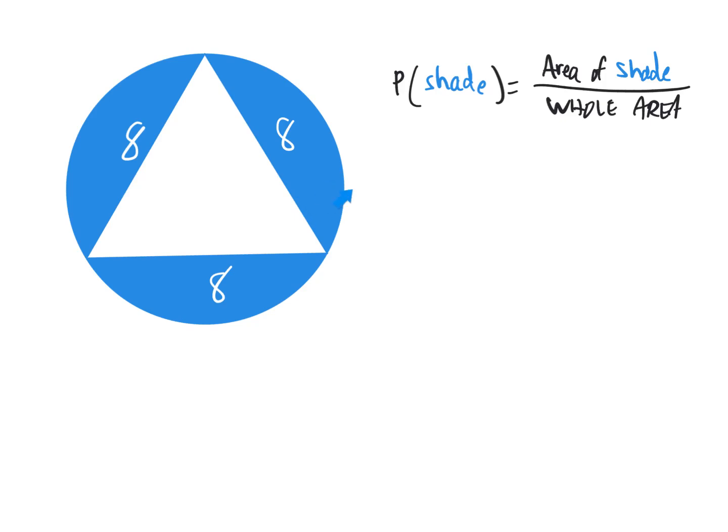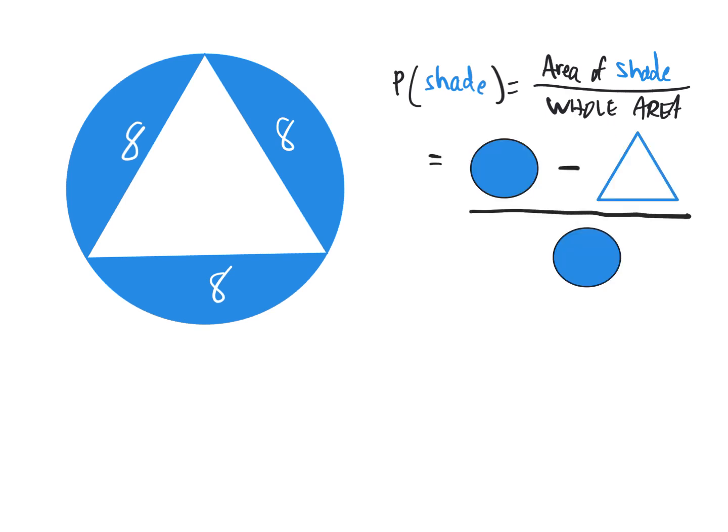Alright, so the probability we get the shade is the area of this shade divided by the area of the whole circle. So the circle on the bottom, and to get the shade's area, we'll take the entire circle and then subtract the white triangle in the middle, and that will leave over the blue shade that we need.